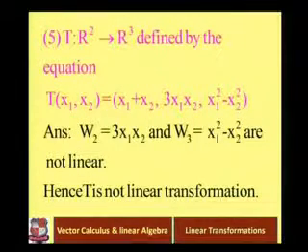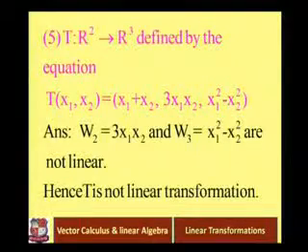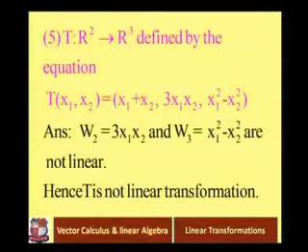Now let's see another example. T from R2 to R3, where T of x1, x2 is equal to x1 plus x2, that is the first coordinate, 3x1x2 is the second coordinate, and the third coordinate is x1 square minus x2 square. Now let's see the second coordinate, 3x1x2, which is not linear.